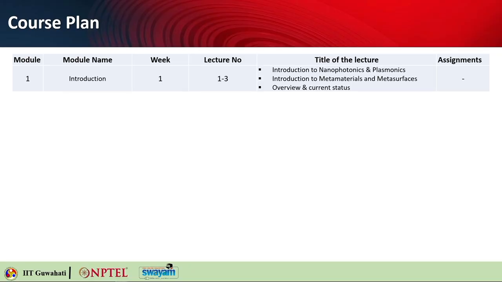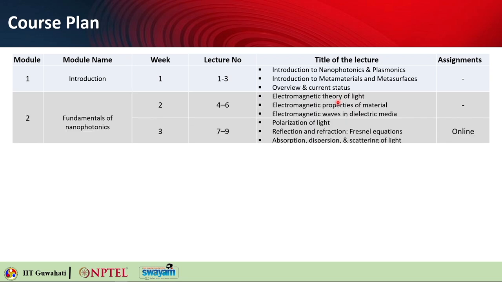Here is the detailed course plan. We will cover 8 modules over the span of 36 lectures. As you can see, module 1 is introduction, and it will be covered in the first week with 3 lectures covering the introduction of nanophotonics and plasmonics, introduction to metamaterials and metasurfaces, and their overview and current status. The second module will be on fundamentals of nanophotonics, which will be covered over weeks 2 and 3. In week 2, we'll discuss the electromagnetic theory of light, electromagnetic properties of material, and electromagnetic waves in dielectric media. So that will take care of the light-matter interaction.